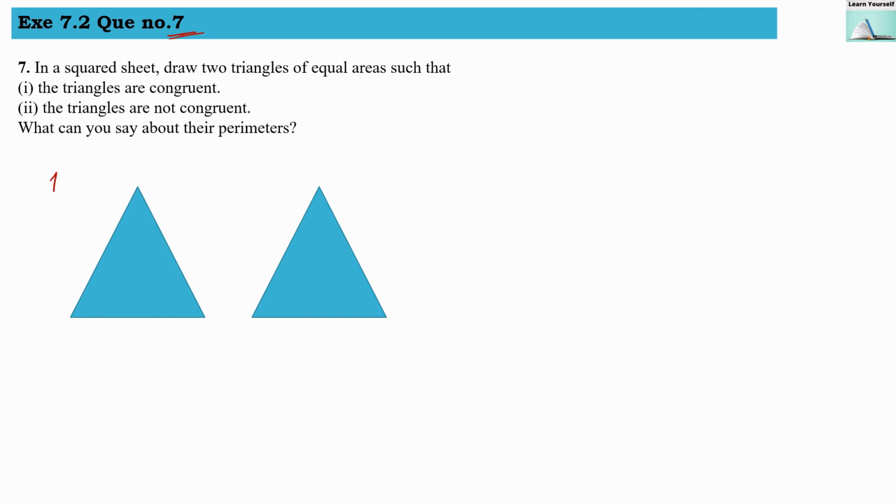So here we are taking the first case where they are congruent with each other. Let us give them names A, B, C and P, Q, R. So when these two triangles are congruent with each other, then their corresponding sides will also be congruent. So here I am writing that AB is equal to PQ, then AC is equal to PR, and the last one, BC is equal to QR.